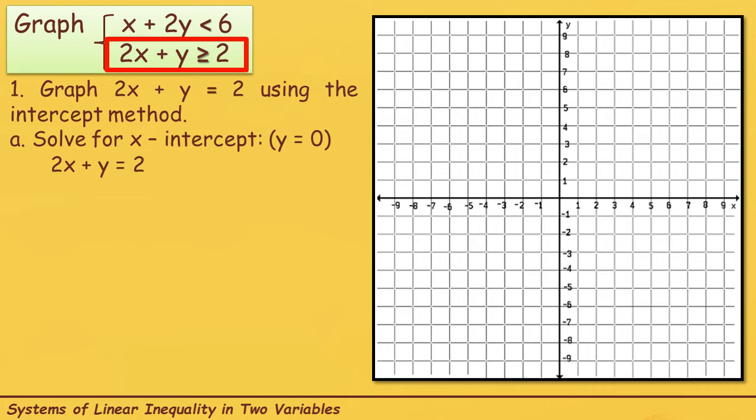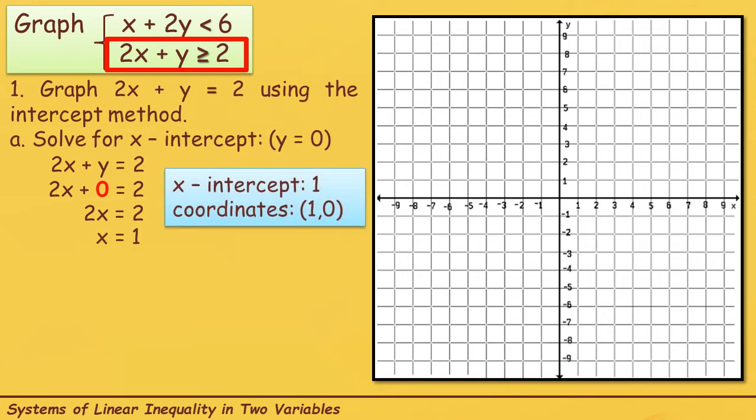2x plus y is equal to 2. Papalitan lang natin dito yung y ng 0. 2x plus 0 is equal to 2. Pwede nang hindi isulat yung 0. 2x is equal to 2. To solve for x here, i-multiply lang natin both sides of the equation by 1/2. x is equal to 1. Therefore, our x-intercept here is 1. The coordinates of the x-intercept is (1, 0).